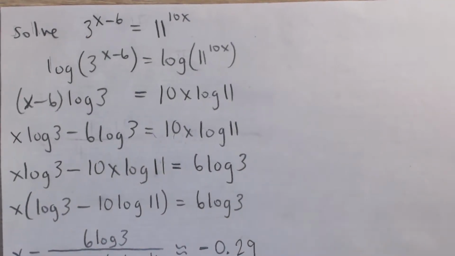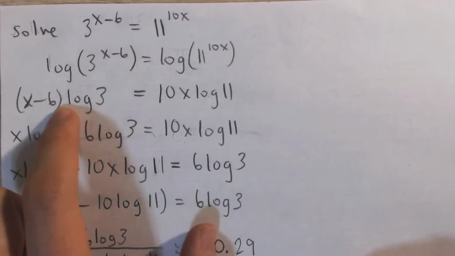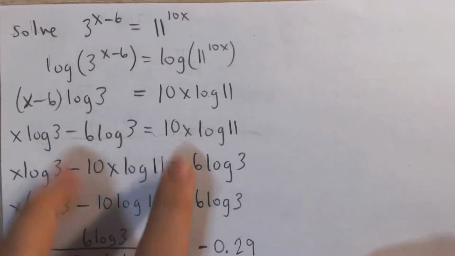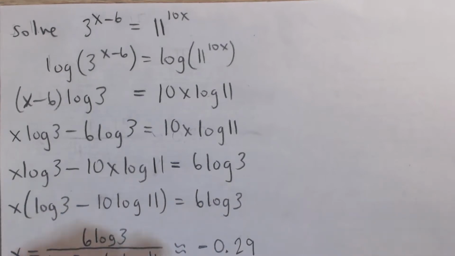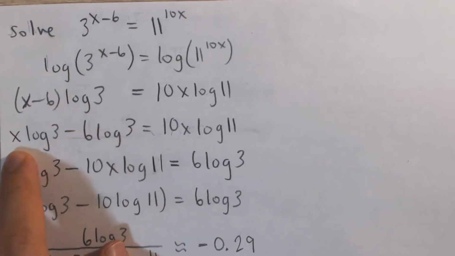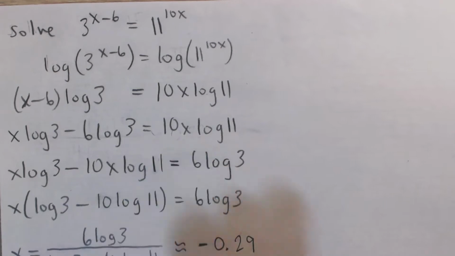Now you can see we have x on both sides of the equation, so we can't actually isolate x just yet. What we have to do is distribute the log 3 to both terms, move the x's to the same side, and then factor it out, and that's going to allow us to isolate it. So here's how we're going to do it. Multiply log 3 to both terms, so we have x times log 3 minus 6 times log 3. That's equal to the right side.